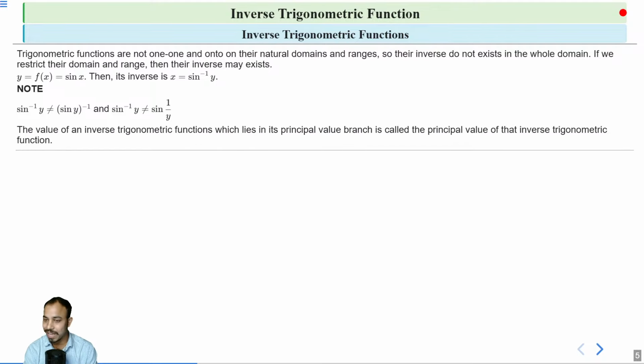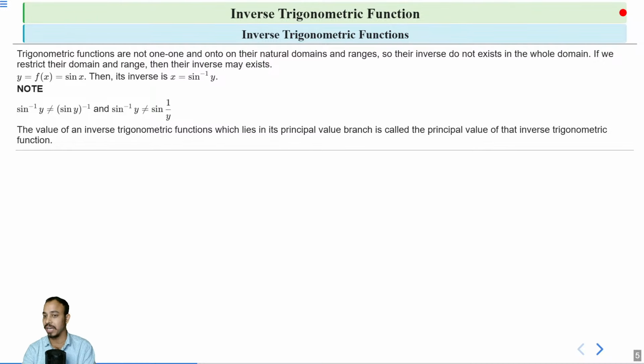Now, the value of an inverse trigonometric function which lies in its principal value branch is called the principal value of that inverse trigonometric function. First of all, we have seen that if we have any trigonometric function, then that function is not one-one and onto, but for their inverses to exist we have to restrict their domain and range.